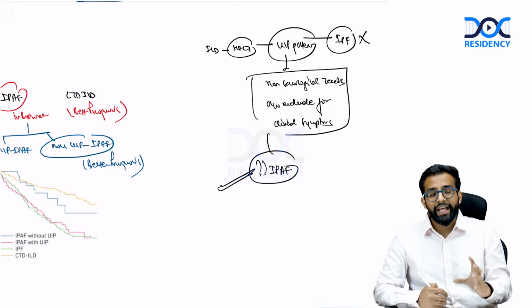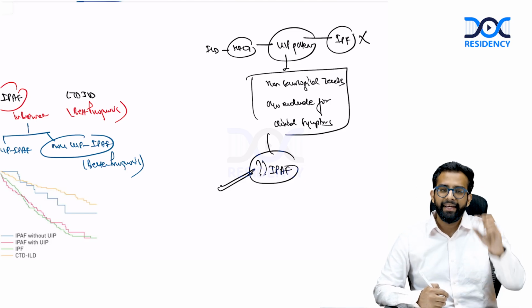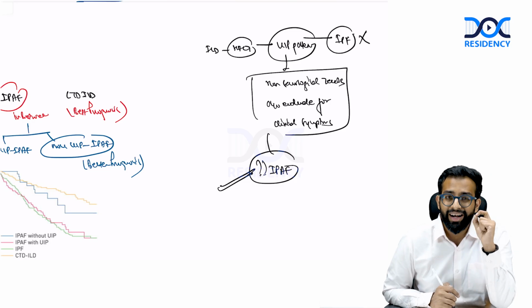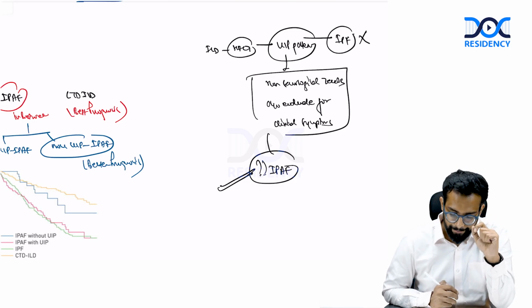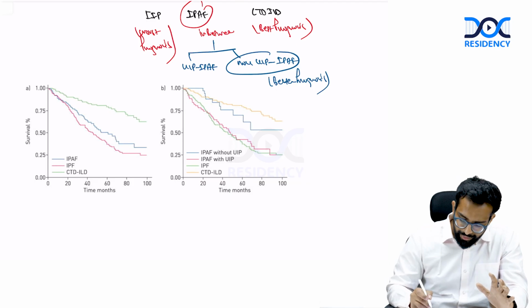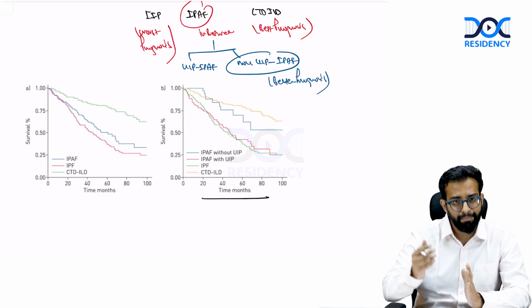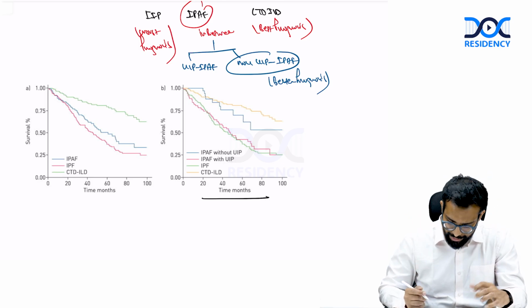Also, in our lecture on IPF, if you remember the diagnostic algorithm for IPF, the first step is to always rule out other etiologies for the ILD, which includes doing serological testing. So this is a Kaplan-Meier curve that is again showing that patients with IPAF fare better as compared to IIPs, and CTD ILDs have the best prognosis.